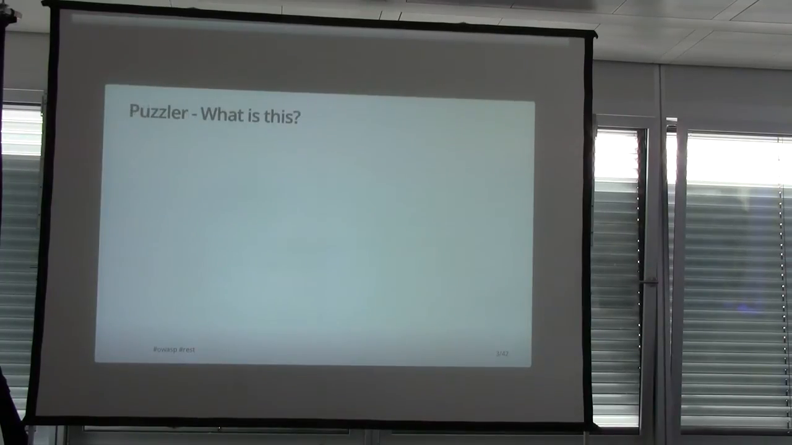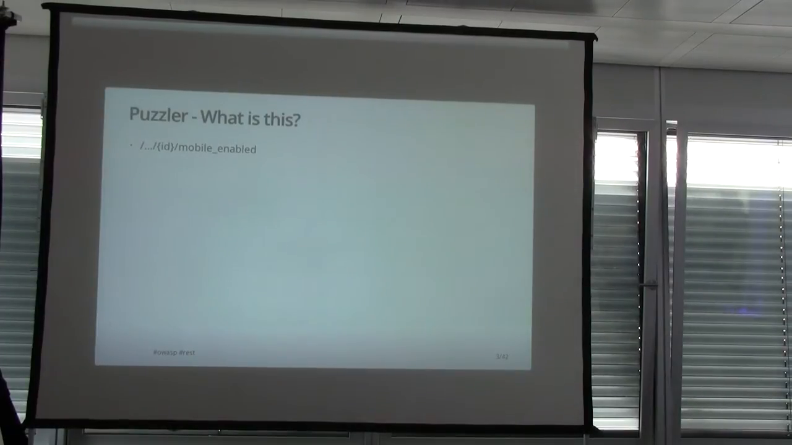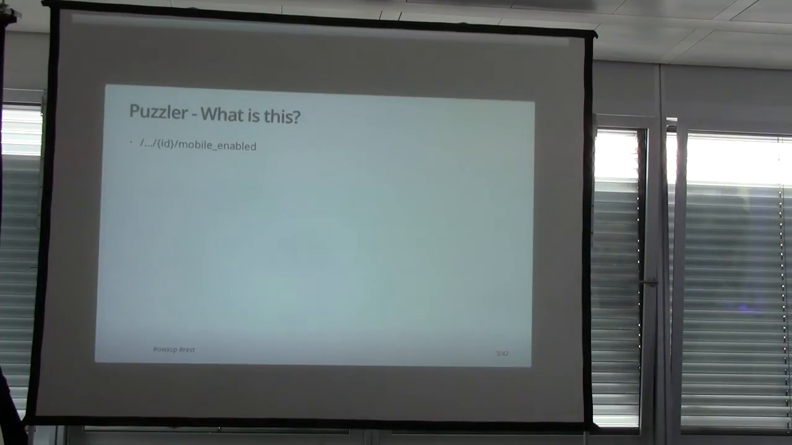So, a puzzler first. What is this? Whose REST API is this? Anyone? Sorry? No, it's actually the Tesla Model S. So you have honk horn. I find that an interesting API point. So you could build apps that actually honk the horn.